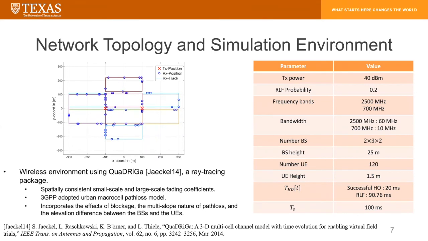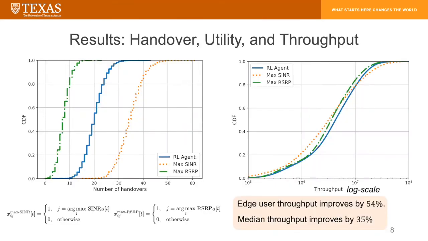We compare the performance of the RL agent with the max SINR policy and the max receive power policy, which is denoted as max RSRP in the figure. We see that compared to the max SINR policy, the median throughput improves by about 35% and the throughput of the 20th percentile improves by 54%, with a slight throughput degradation for the 90th percentile. These observations are in alignment with the properties of the log utility function, which favors supporting weak users over the users which already have good channels.